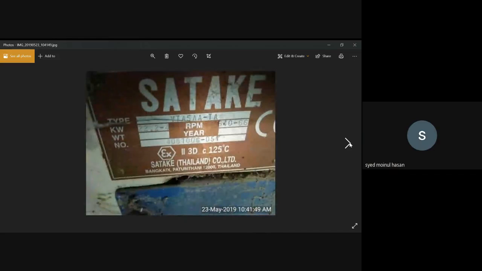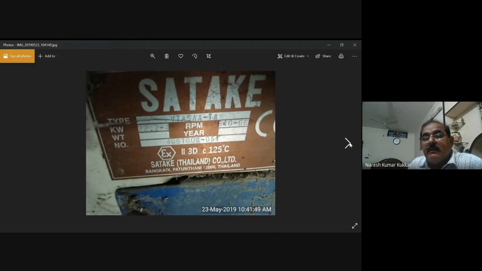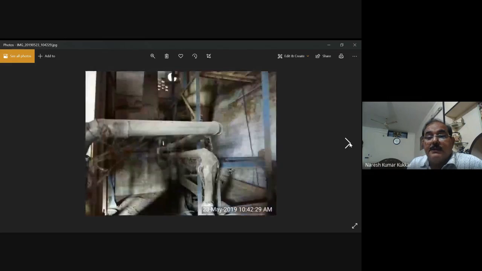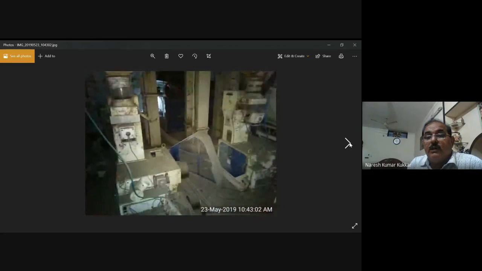This is a Takemek machine. You must check the manufacturing year and the capacity of this machine from the number plate. This is our rice mill industry.